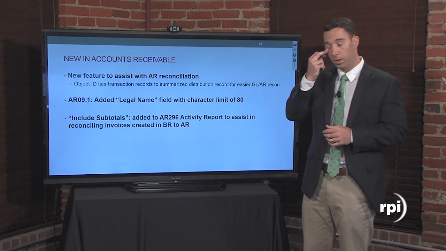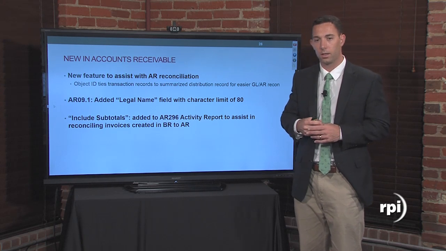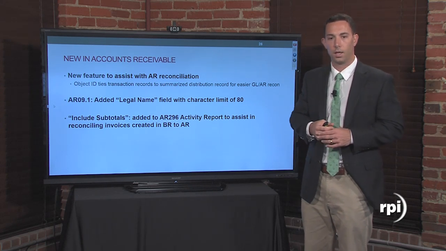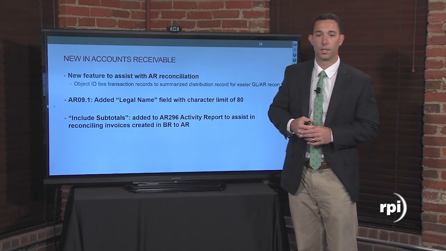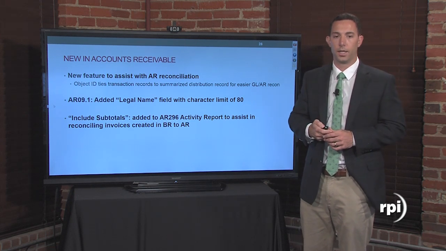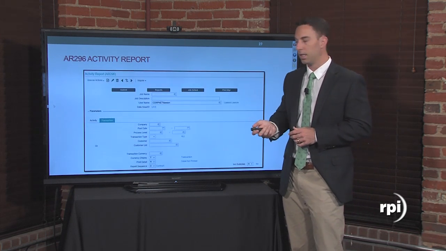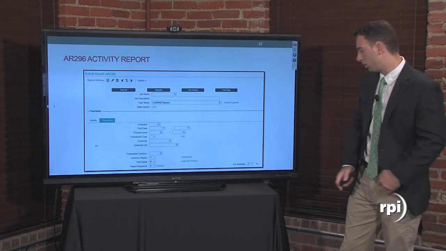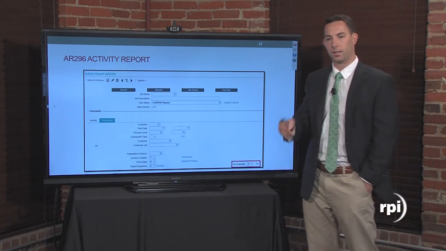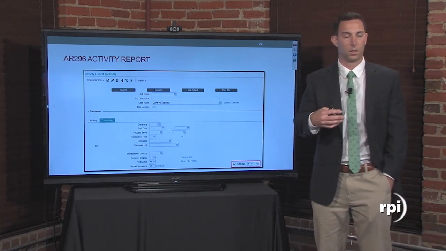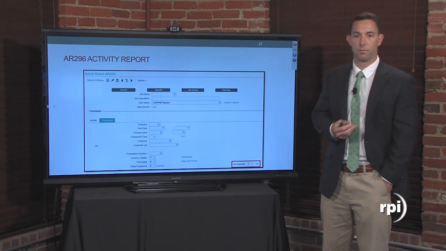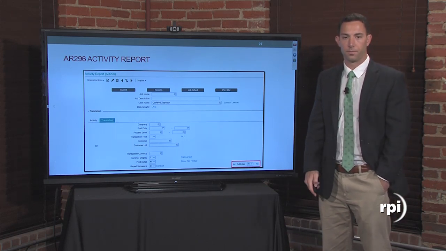On your customer, the legal name has been expanded to a character limit of 80. And on the AR 296, your activity report, there is the CSV option, or this include subtotals option, to help reconcile AR invoices back to your billing and revenue system if you are using billing and revenue.